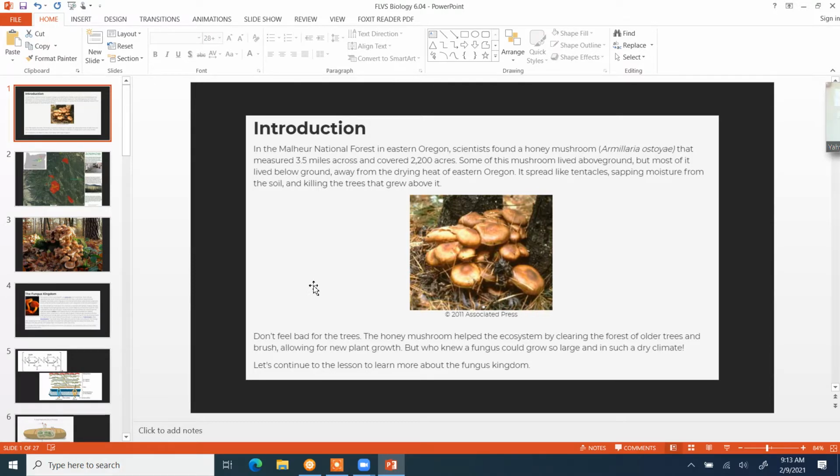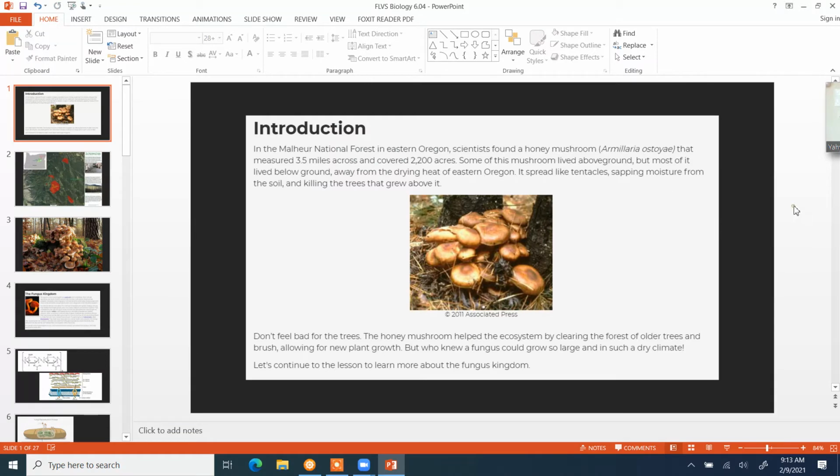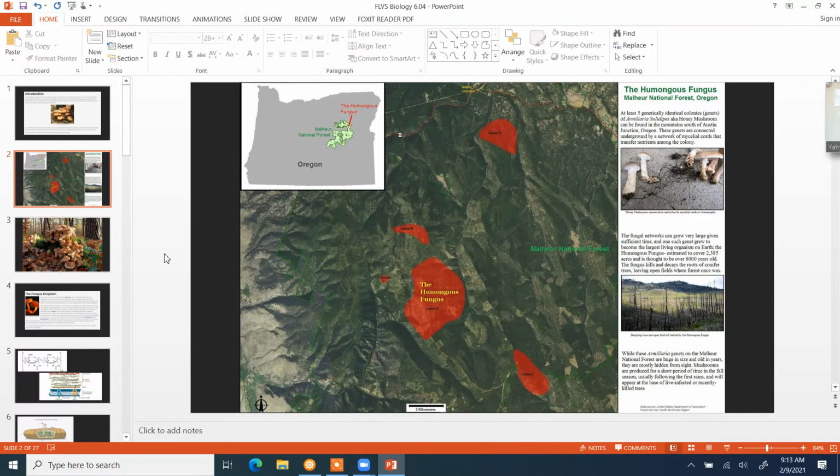So the main point here is that the mushroom that you see is not the main portion of the fungus. That's only the reproductive structure of the fungus. The fungus itself mostly lives underground, and that's where it's spending most of its time consuming and decomposing matter and stuff like that.